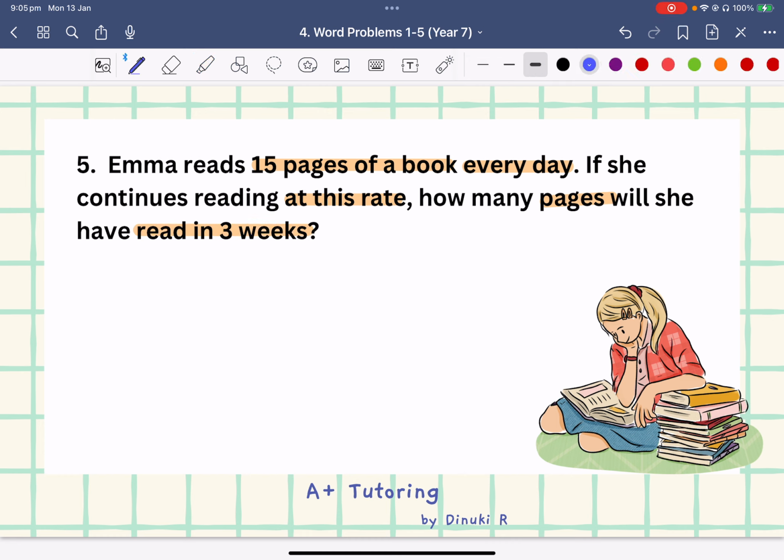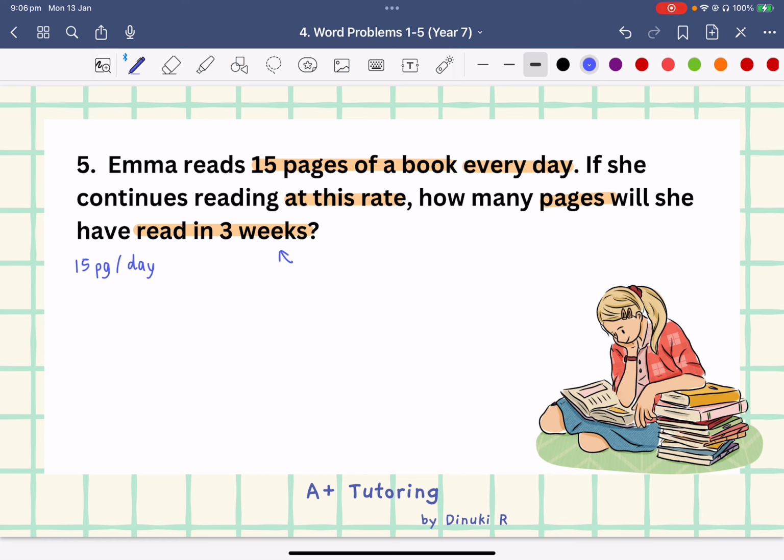So, let's look at what we've highlighted. We know that Emma reads 15 pages a day, essentially, right? And we've been told that this is a consistent rate. This happens every single day. She doesn't read more pages, she doesn't read less pages, she reads 15 pages every single day. And we're being asked to figure out how many pages she will have read in 3 weeks' time.